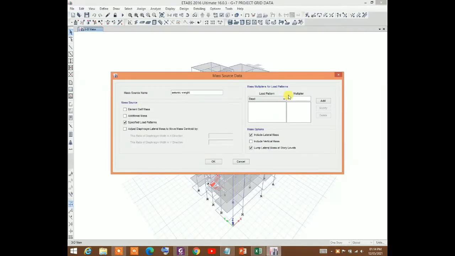So let us go back. According to BNBC, take the live load with a 0.25 multiplier. In the mass options, you must take include lateral mass. If you don't take this, no problem will happen, the same result will be yielded. But remember, don't take the element self mass, because it will double count the self weight of the structure. In ETABS, the self weight is already included in the dead load.